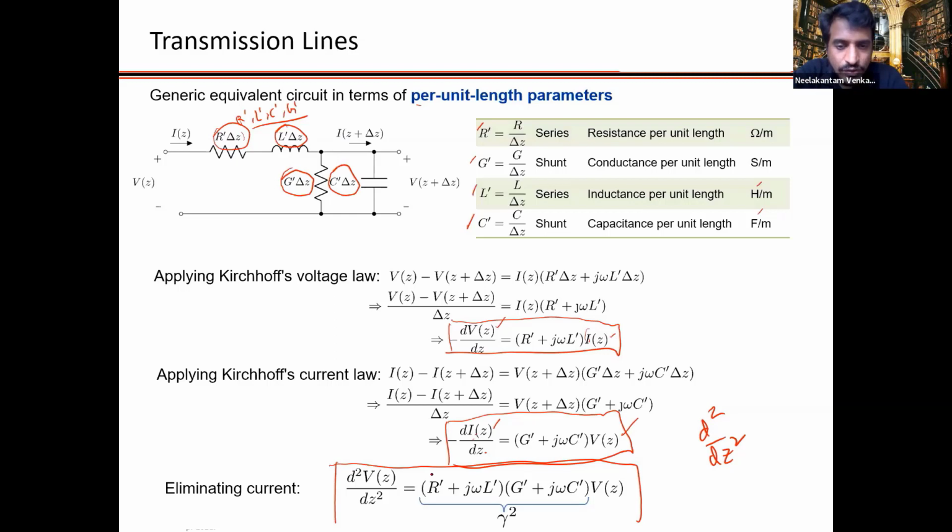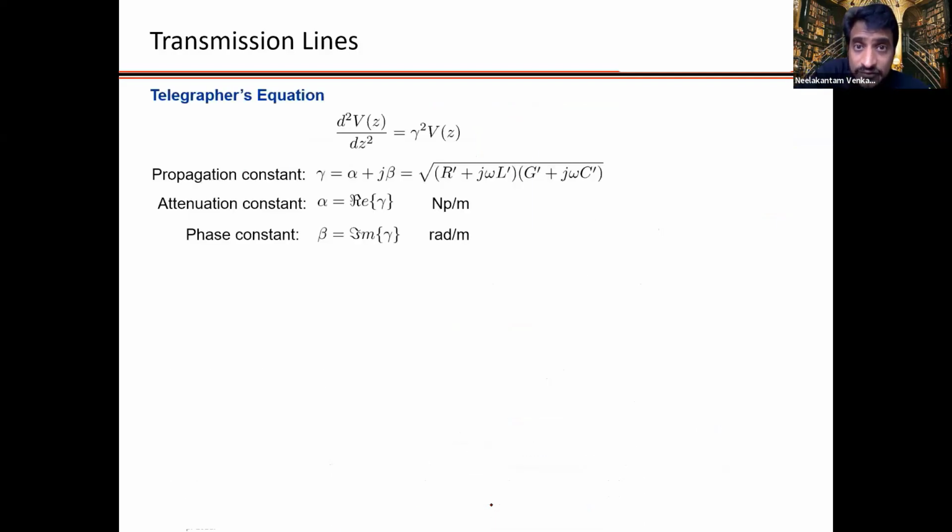So it has this long expression, which we define as gamma square. The current is eliminated. D square V over dz square is simply gamma square V.